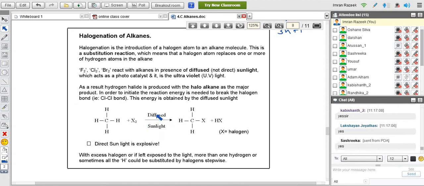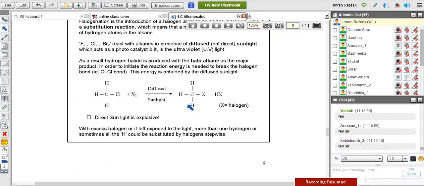So the sunlight acts as a photocatalyst. In fact, it is helpful to initiate the chemical reaction, that is by giving sufficient activation energy. Is that clear? I'm not going to read the note just to save time.